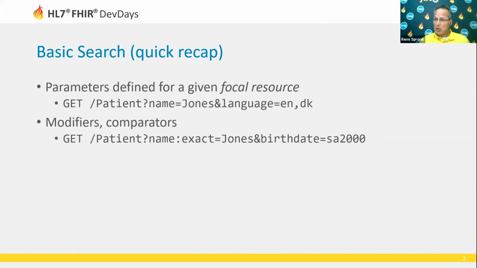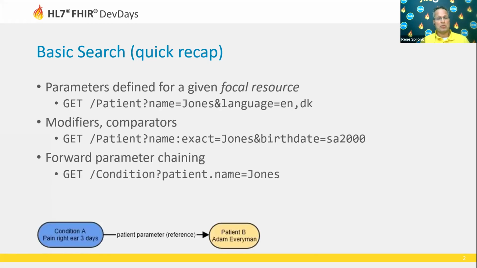There are modifiers and comparators in our search, so you can modify the behavior of a standard parameter. I want the name to be not a fuzzy search, which is the default, but I want name to be exactly Jones. Or I want the birthday to be anything that starts after the year 2000. That's a comparator, right? But again, if all is well, you know how that works.